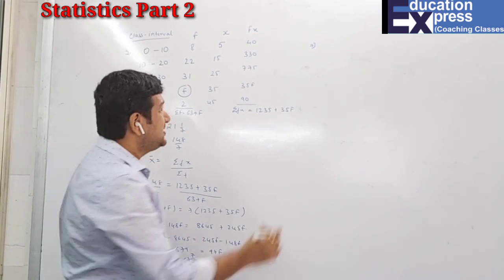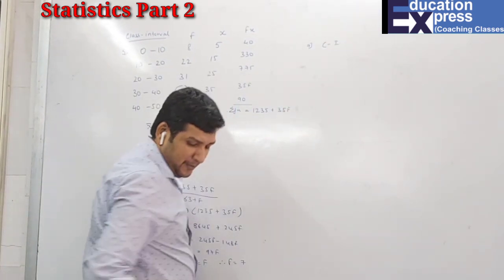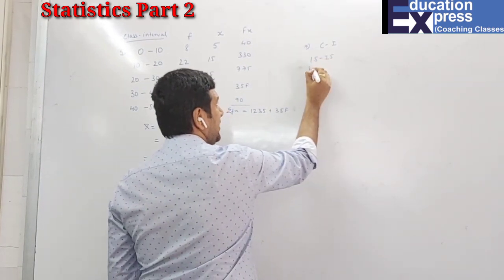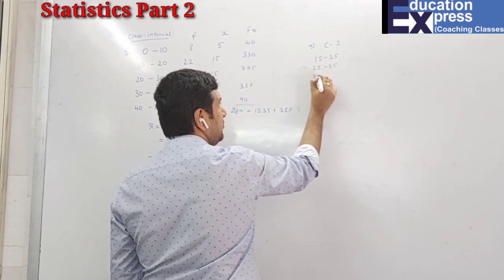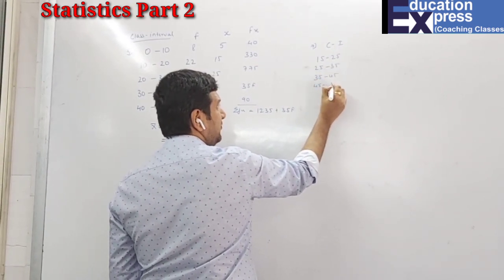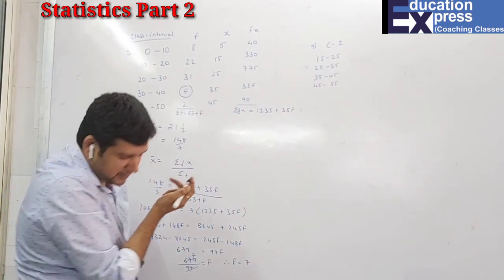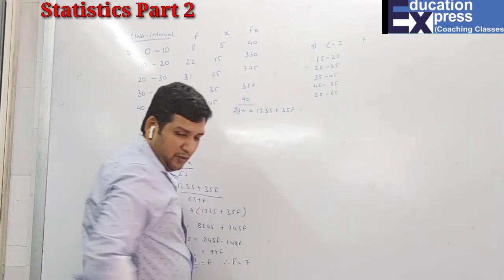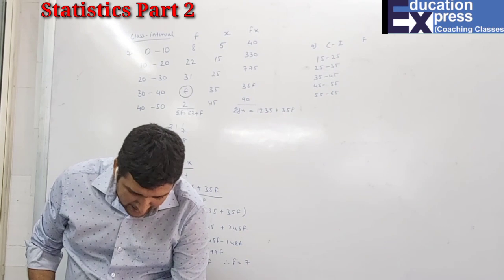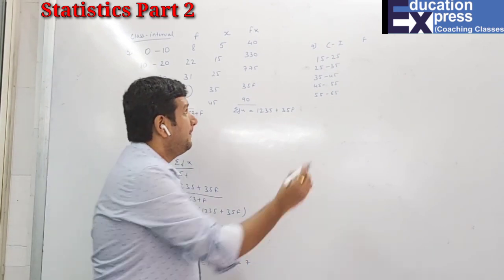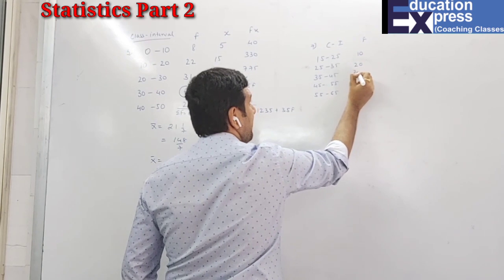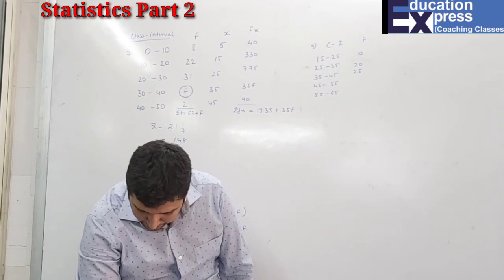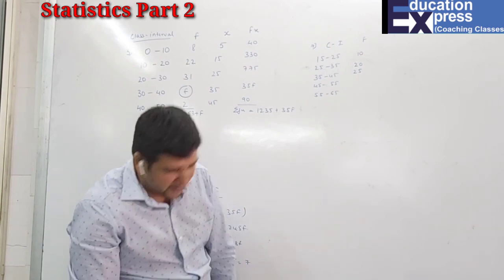So first of all, what are the class intervals? The class intervals are 15 to 25, then 25 to 35, 35 to 45, 45 to 55, till 65. And now from the graph you can get the value of f, which is on the y-axis. So first it's 10, then 20, 25, then 15 and the last is 5.